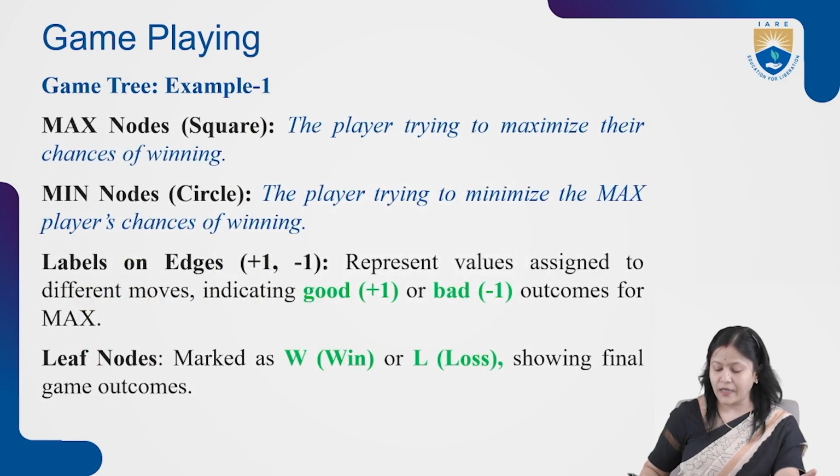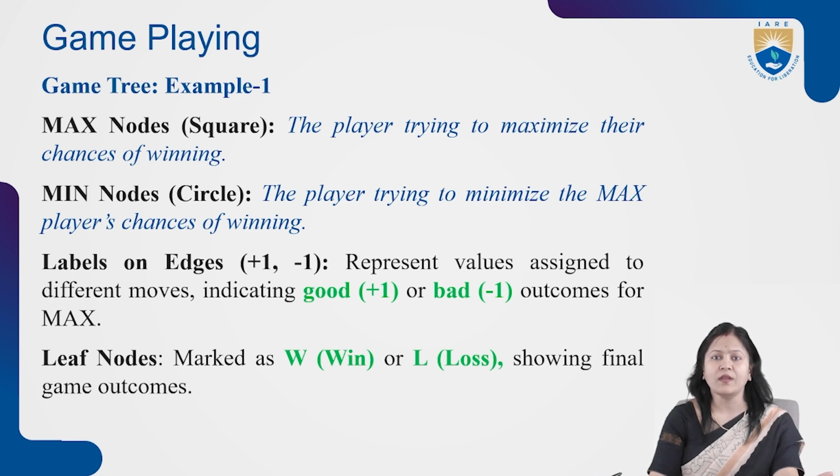This is one of like the same thing. Let me repeat over here. The max node here is represented as the square node. Min node is represented as circle in this previous example. And on the edges we have written L and W. For every good move, which is called W, that is represented as +1, and for every bad move or loss, that is called as -1.